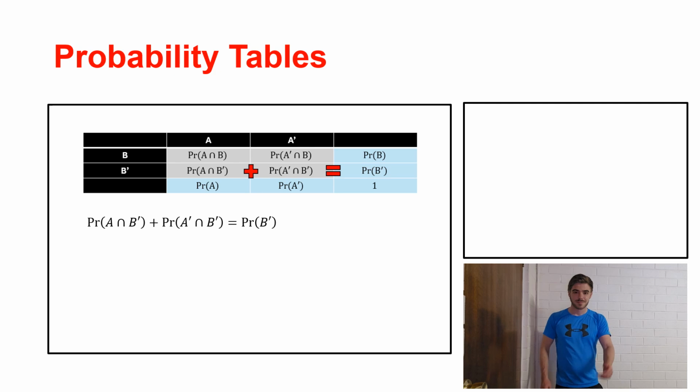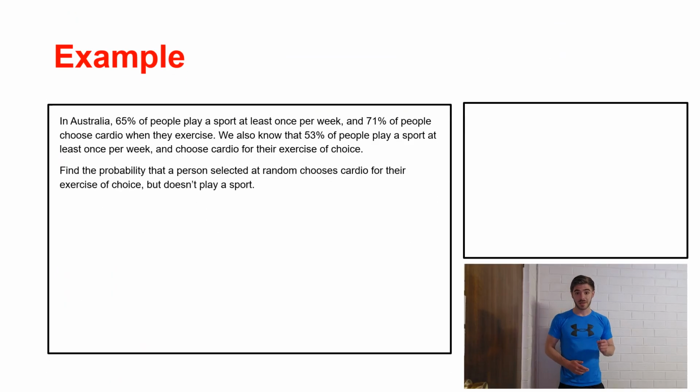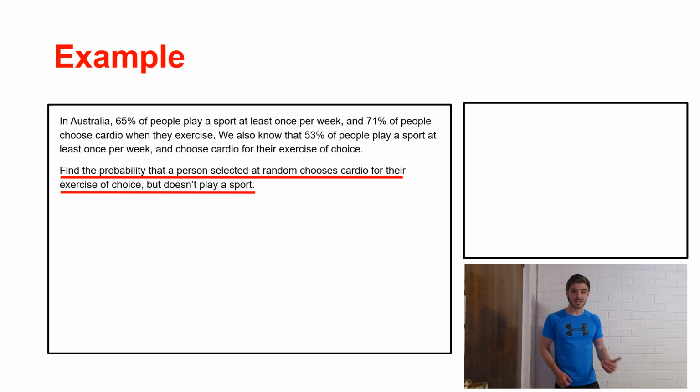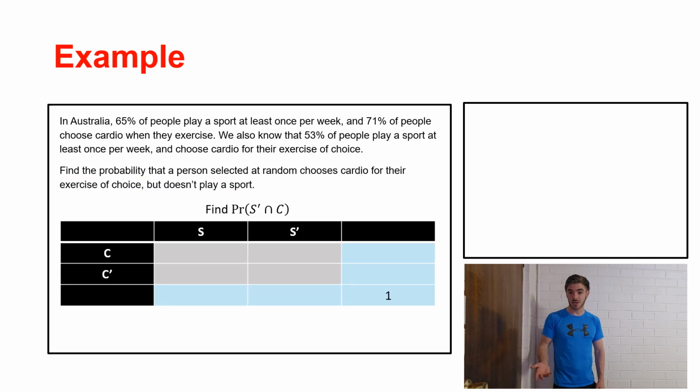Let's try an example. Probability tables are best used when the information that's given to you is in the form of intersections, like this example here. Ultimately, we want to find the probability that someone does cardio but does not play sport. Mathematically, this is just an intersection between those two events. So, let's see how probability tables can help us here.